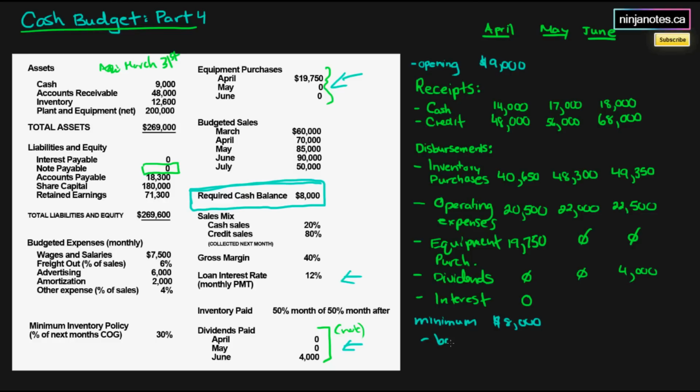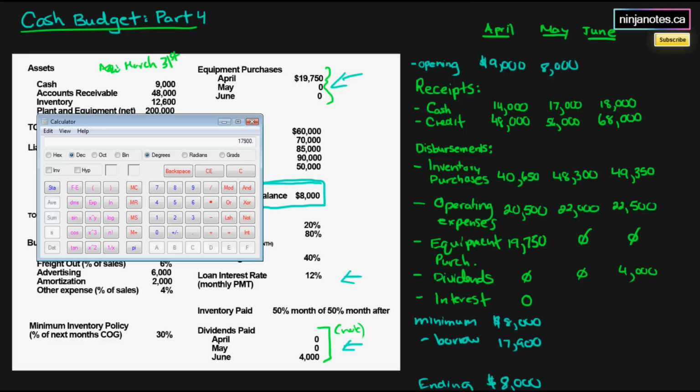So in total, we're going to have to borrow $17,900, and our ending cash balance is going to be $8,000. Now that we have the ending cash balance, all we do is we carry it over, because it is the beginning cash balance for May, which is why we have to make sure all these numbers are correct. And we're going to do the exact same thing. We're going to add up all the cash balances and receipts, subtract the disbursements, so $8,000 plus $17,000 plus $56,000 minus $48,300 minus $22,000 gives us a cash balance of $10,700.